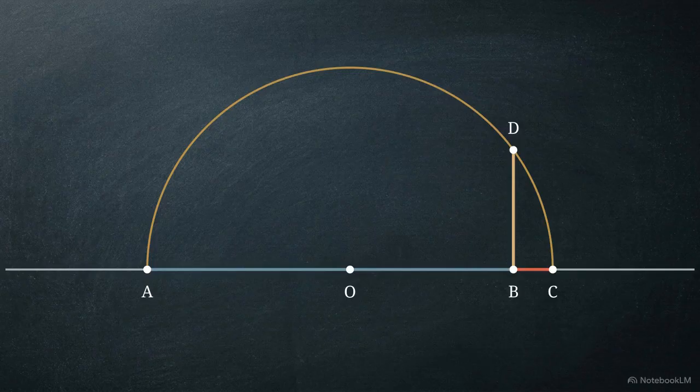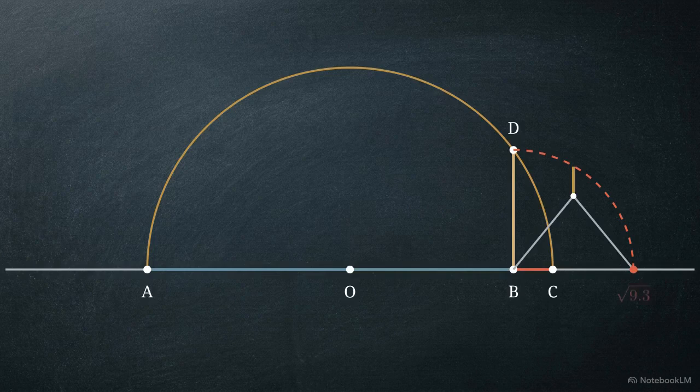To finish, we need to translate this vertical value back to a horizontal format. Place your compass needle at point B, extend it to point D, and sweep an arc downward until it intersects your extended horizontal number line. That exact point is the square root of 9.3.